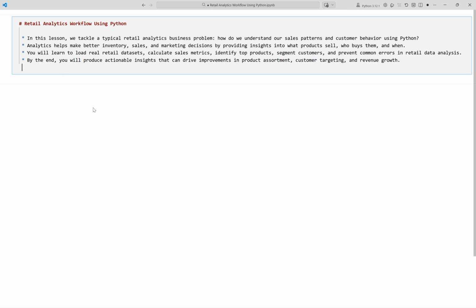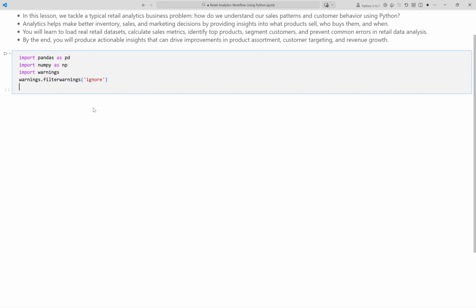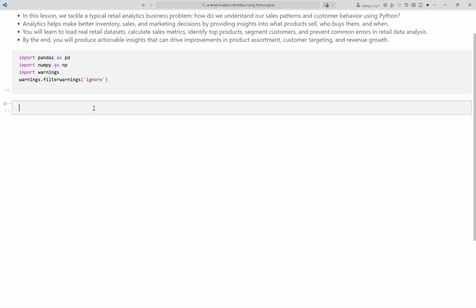Running the cell now. We import pandas to work with retail data frames. We import NumPy to help with numeric operations and simulations. We import the warnings module. We turn off warnings so our outputs are cleaner. Running the cell now. Practice prompt: try adding matplotlib to your imports and explain why it might be useful for retail analytics.